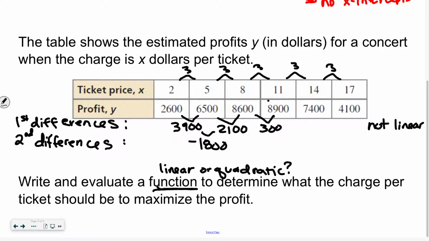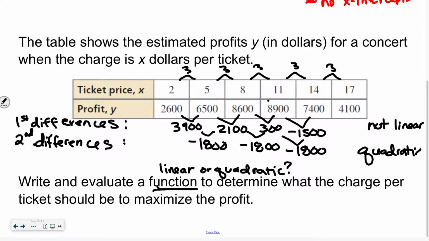300 minus 2100, that's negative 1800. And if I wanted to keep going, I could look right here. So this one, 7,400 minus 8,900, that's negative 1,500. So negative 1,500 minus 300 is another negative 1,800. So we're seeing a pattern there, right? Since the second differences are the same, it means it's quadratic. Okay.